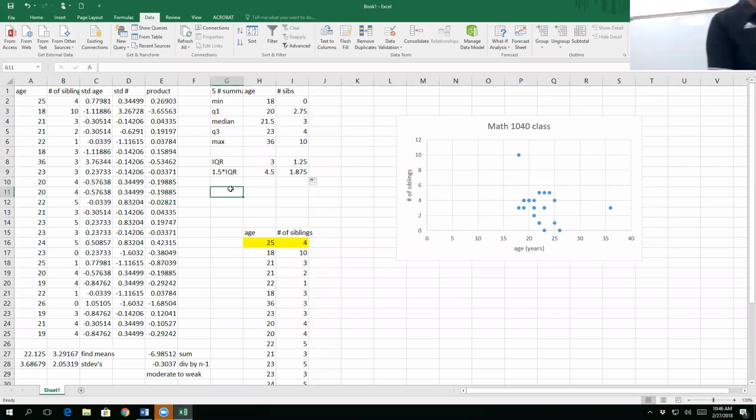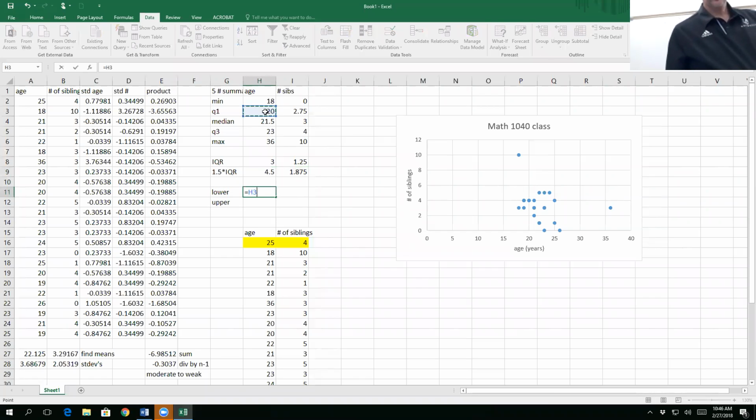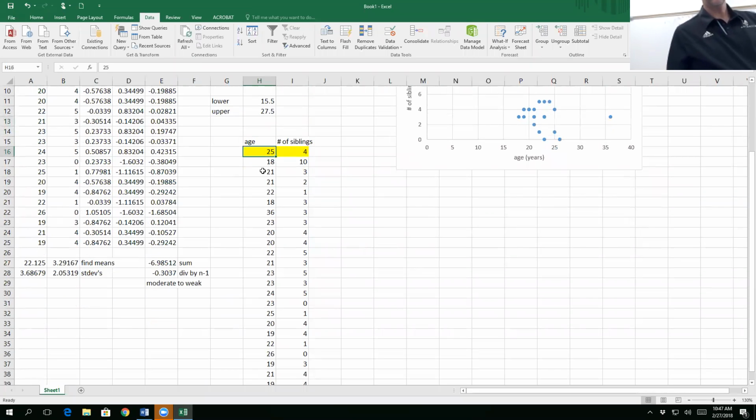You need to do the lower fence and the upper. The lower fence is Q1 minus 4.5. Do we have any 15-year-olds in the class? No, so we're okay there. The upper fence is Q3 plus 1.5 times the IQR, which is 27.5.